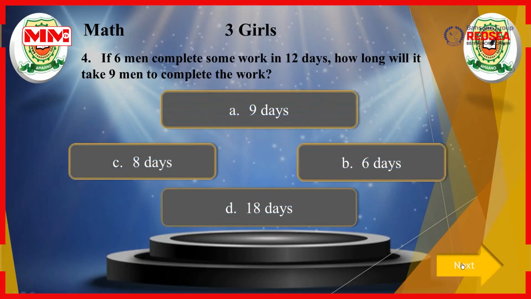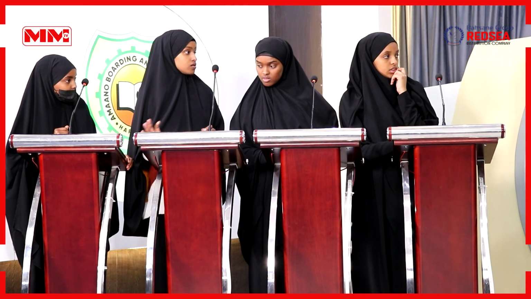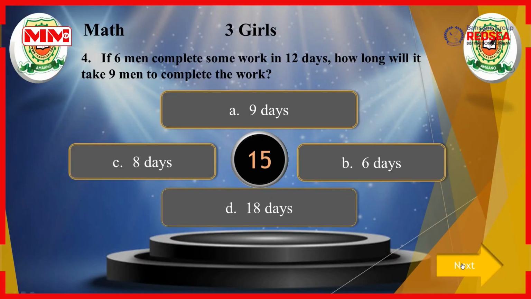If 6 men complete some work in 12 days, how long will it take 9 men to complete the work? A, 9 days; B, 6 days; C, 8 days; and D, 18 days. Yes? C. C, 8 days. That's correct for the girls. Okay, so that one marks the end of the first segment.